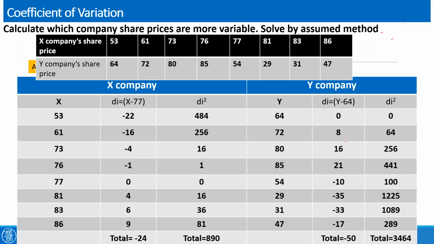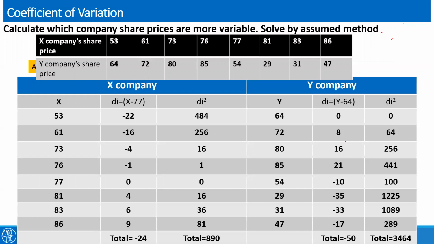Let's see how to calculate coefficient of variation with a question. There are two companies whose share prices are given. We have to find out which company's share price is more variable in nature. And we will again use the assumed mean method. I will discuss in detail why we are using the assumed mean method.